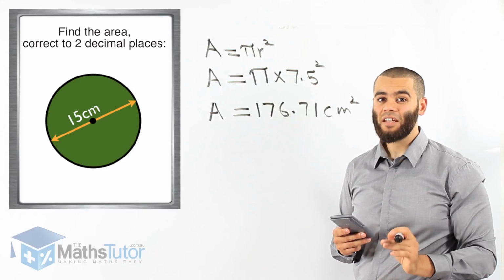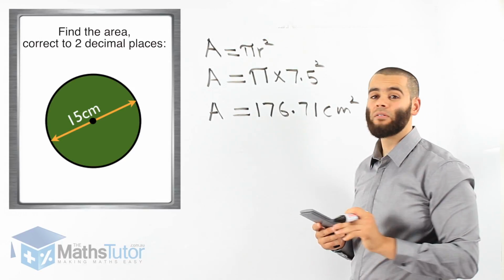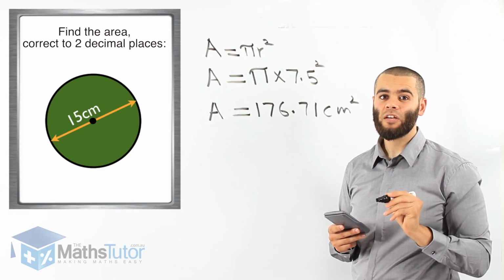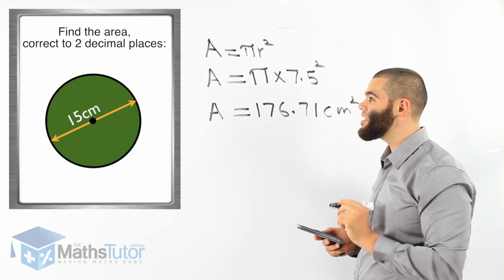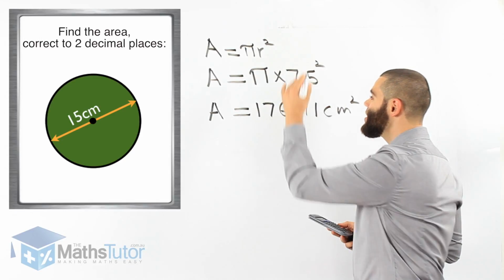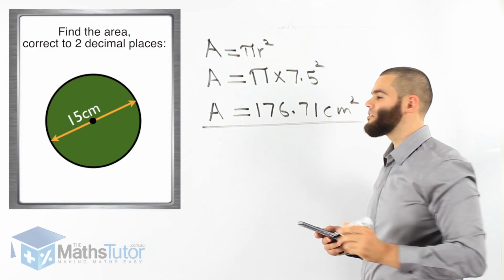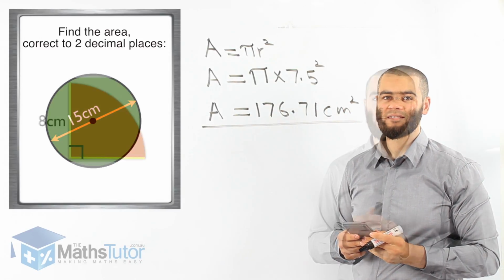Once again, it is easy. However, we are looking for the radius. In this example, we were given the diameter. We have to be extra careful. We change the diameter to make it a radius. We halve it, 15 halved becomes 7.5, and we put it in our formula, and this is our answer straight away.